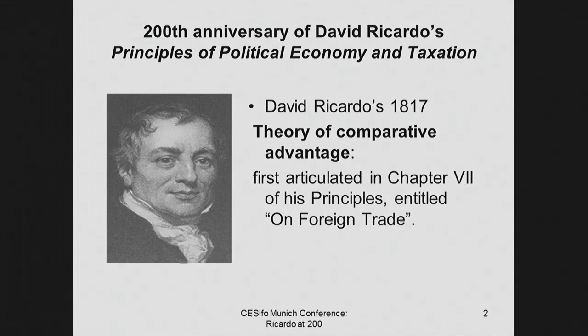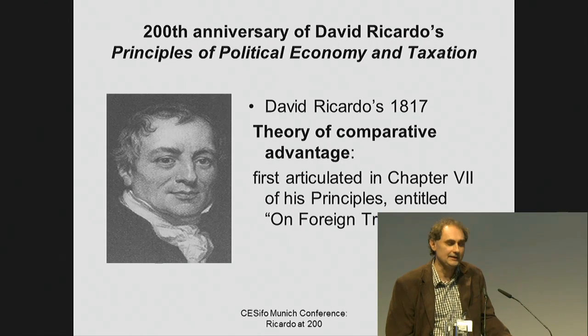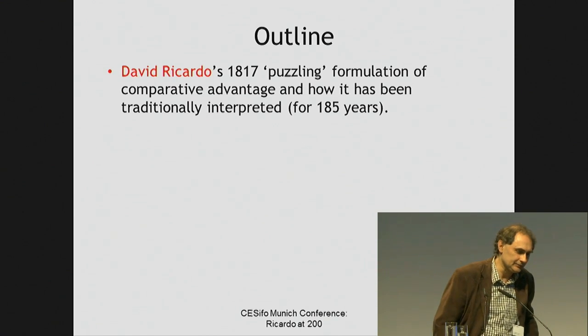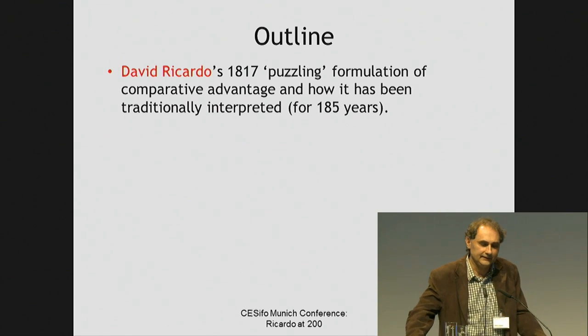I'm going to talk about Ricardo's comparative logic at the time. So I'm going a little bit into the analytics of that. The statement of comparative advantage is in a passage in chapter 7 of his 1817 book. So what is the outline? I want to talk first about David Ricardo's, what I call puzzling, formulation of comparative advantage.